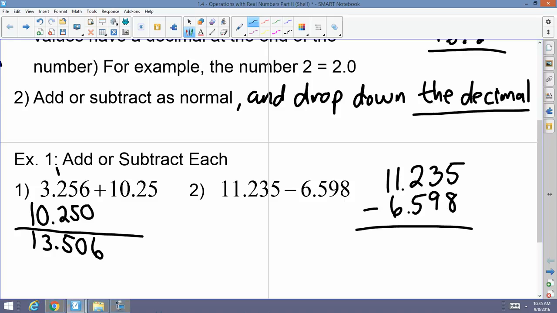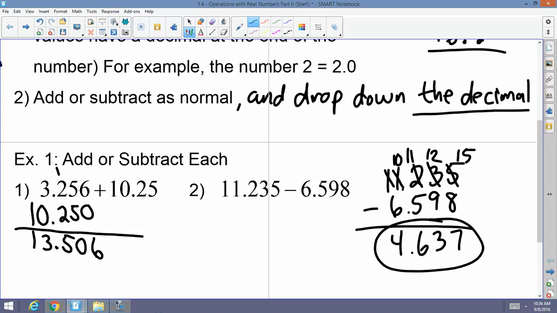So here I can't take 8 from 5, so I'm going to borrow, of course. Hopefully you guys know how to do this. Borrowing here, borrowing here, borrowing here, and we've got 4.637. It's literally that easy. So adding and subtracting decimals, do not fret, please. Literally just line up the decimals, add or subtract as normal, and drop down that decimal.